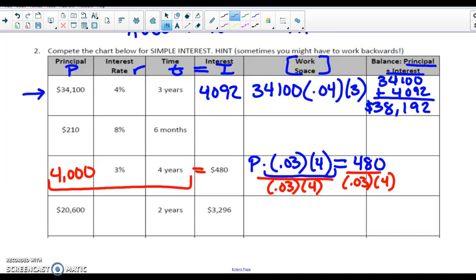And then, for this last column, I have to add my balances together. So I'm going to add 4,000 plus 480. And so I have a total of $4,480. So go ahead and pause the video and finish the rest of the front side before you watch the compound interest part.